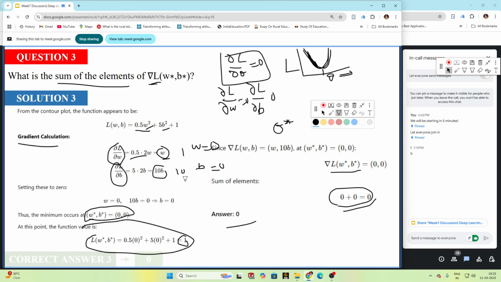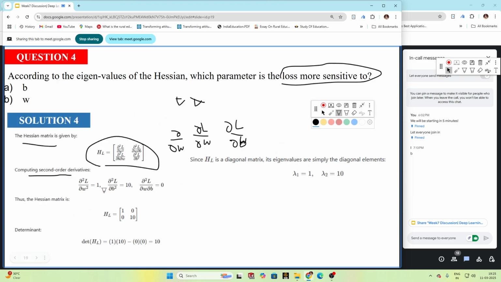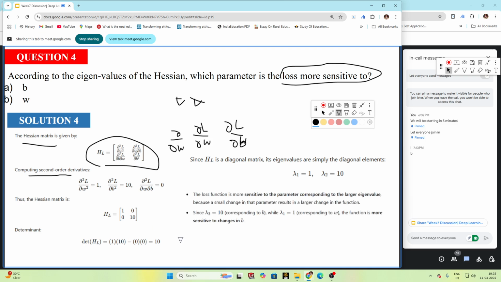So what are our elements now? Our elements are 1, 10, and 0 and 0. These are our elements. This is the Hessian matrix. Now the thing with the Hessian matrix is that from it we can get the eigenvalues, as this is a diagonal matrix. So your diagonal elements are nothing but your eigenvalues.